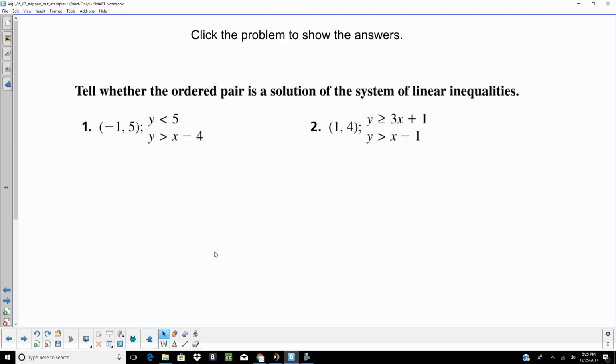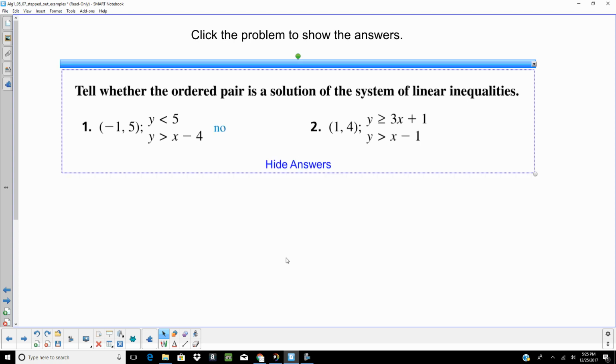On this one, I put y is less than 5. Right here is my y value, it's 5. If I plug that in, I get 5 is less than 5. It's close. It's equal to, but it's not less than. So I can already say that one is going to be a no. Go ahead and hit pause. Try number 2 on your own.